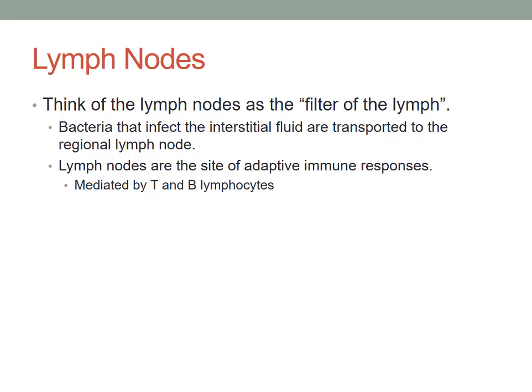You can think of the lymph nodes as the filter of the lymph. Bacteria that infect the interstitial fluids are transported to the regional lymph node. Lymph nodes are the site of adaptive immune responses. And remember, these are mediated by T and B lymphocytes.